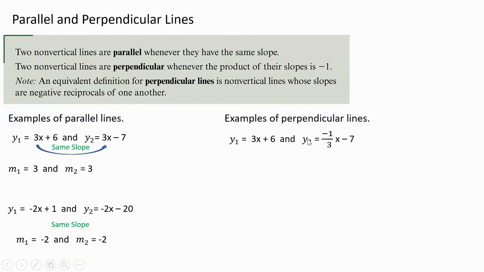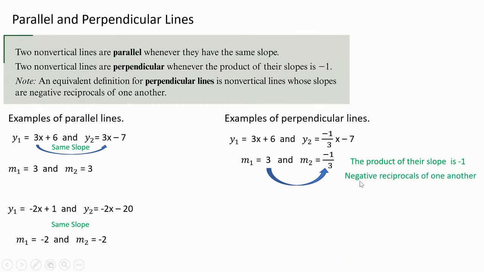Line 1 is 3x plus 6. Line 2 is -1/3 x minus 7. So if we compare the slopes, are they the same? No, that means they're not parallel. m1 is 3 and m2 is -1/3. By applying the first rule, where it says two non-vertical lines are perpendicular whenever the product of the slopes is -1, if you multiply both slopes, do you get -1? Yes. The product of the slopes is -1 because 3 over 1 times -1 over 3 will give you -3 over 3, which is -1.